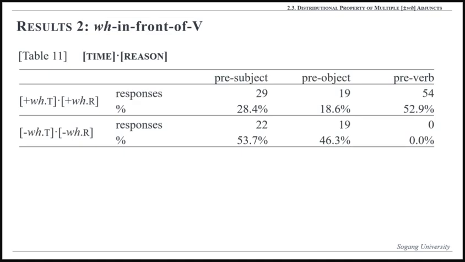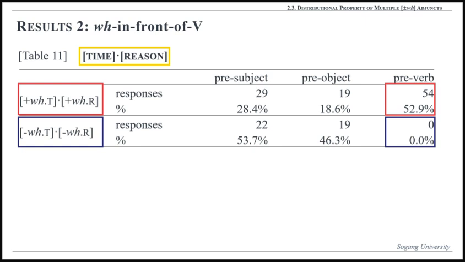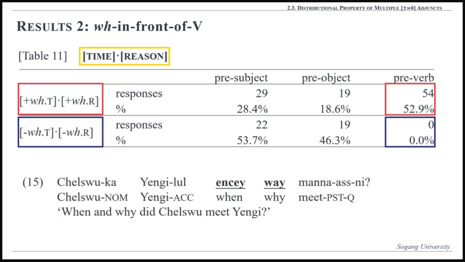Table 11 shows the number and the rate of responses to the preferred position. So, when the time-related adjunct and the reason-related adjunct are adjacent to each other, the preferred position is most preferred. If we compare this with the minus time and reason adjuncts, there was no case where two minus WH adjuncts are adjacent in the preferred position. According to the result, this is the most preferred multiple plus WH sentence.